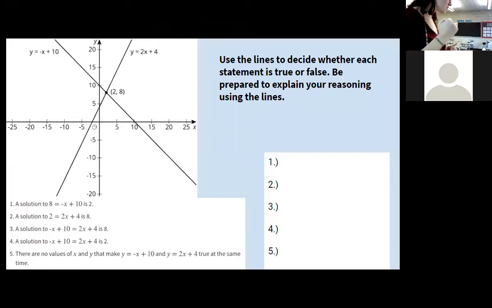Okay, so ladies and gentlemen, let's come back together. I don't know why that didn't go off, but okay. Let's take a look at this activity. So everybody can see my screen. Let's take a look at these lines here.